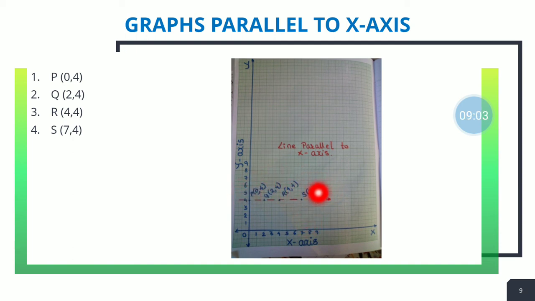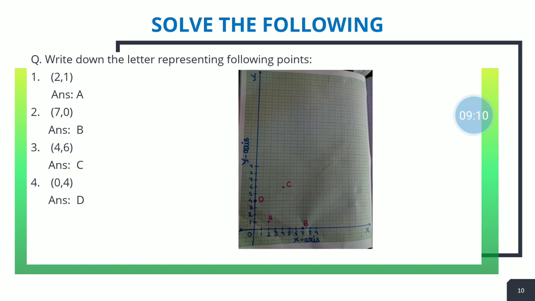So this line is parallel to which axis? X-axis. So this graph is called a graph parallel to x-axis.